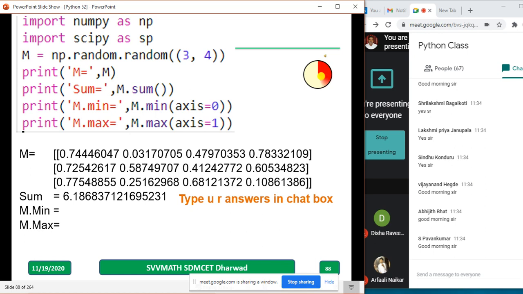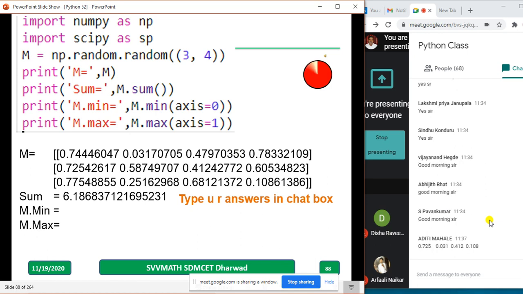Another example. Max I am finding where axis equal to 1. Can you try, any one of you? When I say axis 0, I am finding minimum. What might be the answer? Am I audible to you or not? Give the answer. Let it be wrong, no problem.